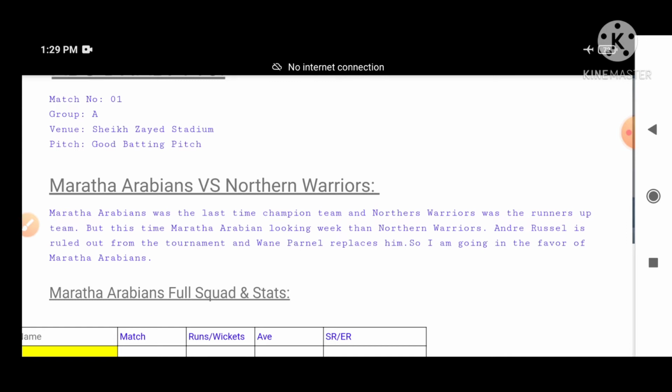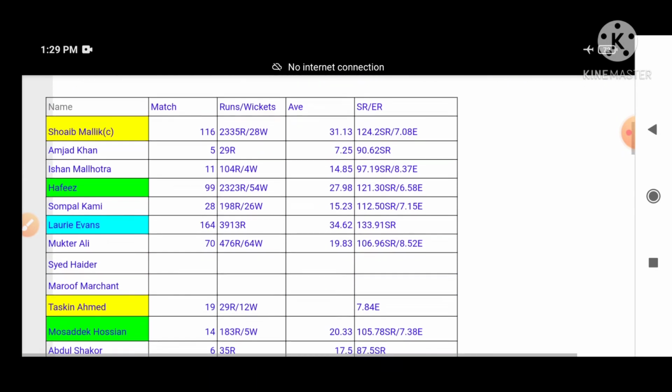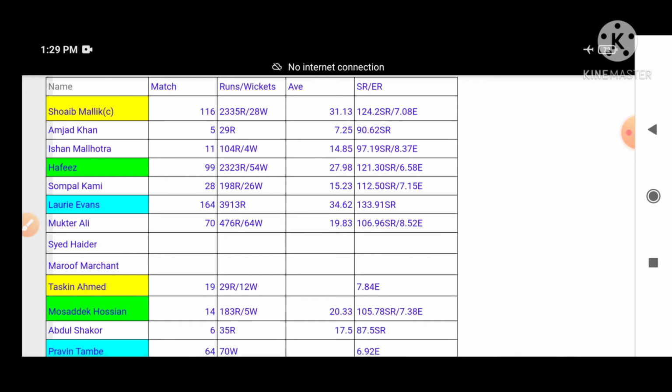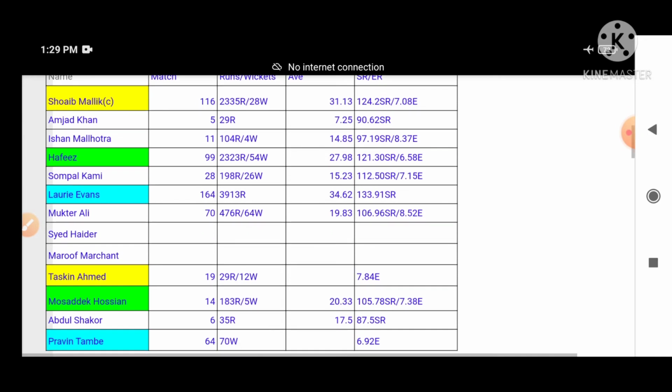Here I come to the Maratha Arabians full squad and stats, and I cover the stats one by one. Shoaib Malik, you all know about Shoaib. He has played 116 matches and he is a batting all-rounder. So you can go through it. Then coming to Amjad Khan. Here I cover all the player stats.